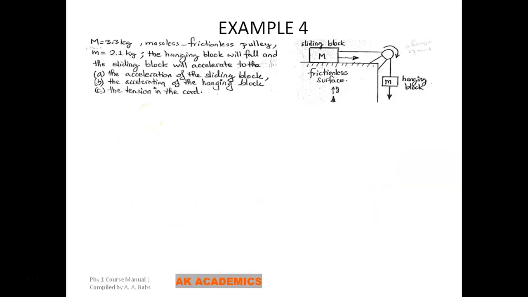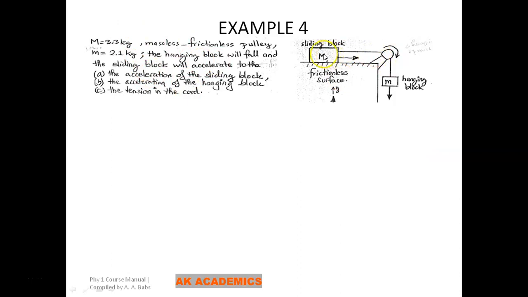Welcome back from the short break. Now we have the next example. Given that we have mass capital M equal to 3.3 kilogram and the massless frictionless pulley, and then another mass of 2.1 kilogram hanging. Okay, so we have a diagram here representing this question.